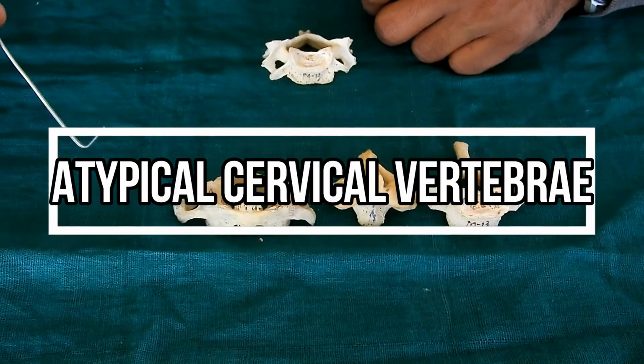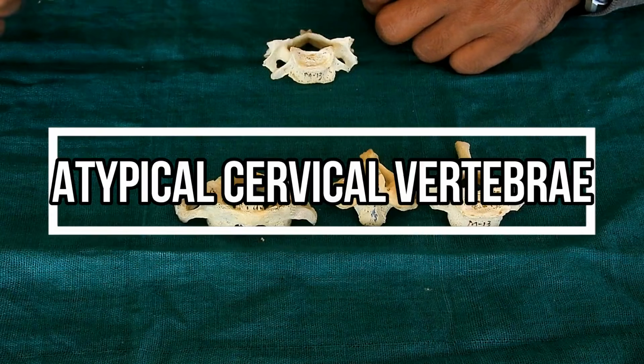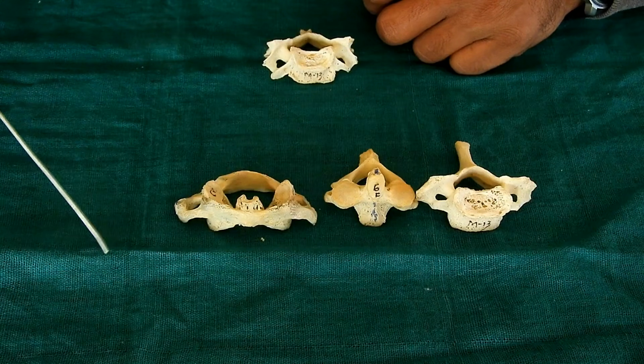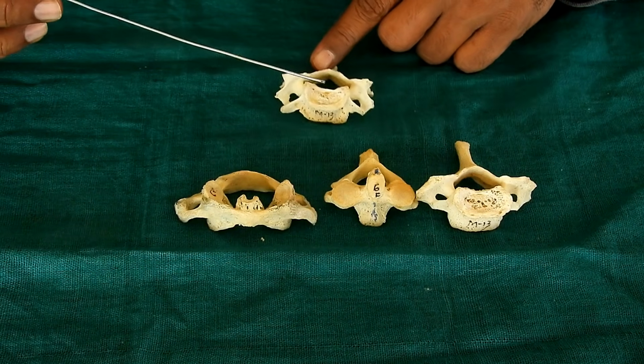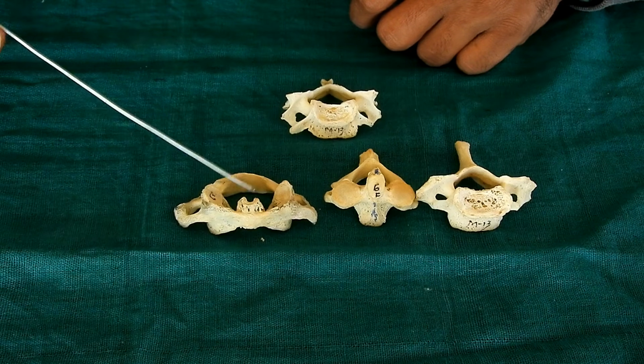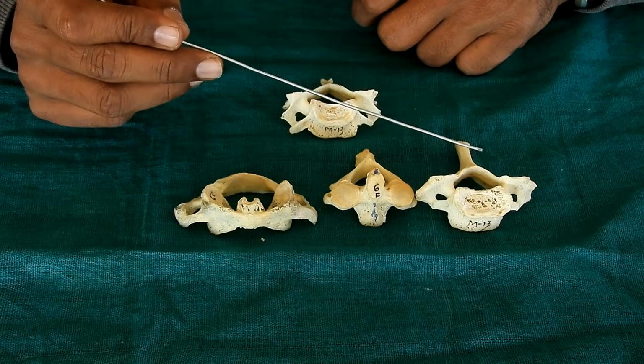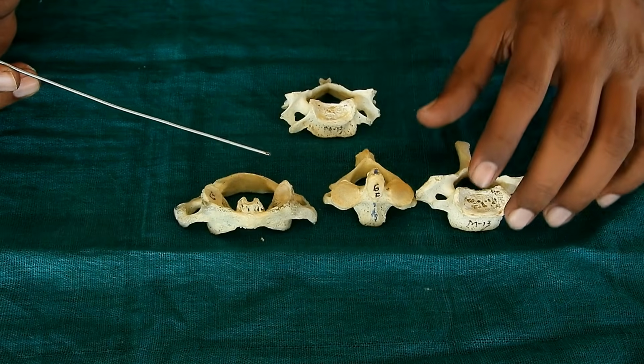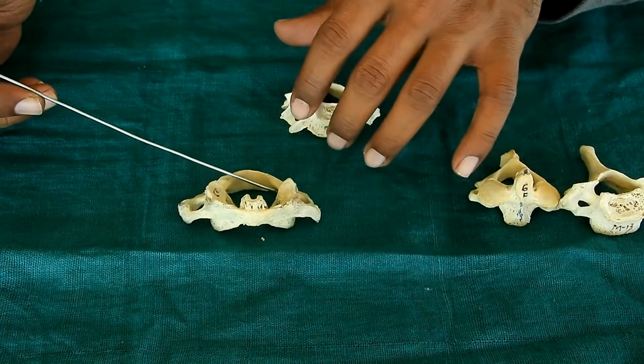Today we are going to discuss the atypical cervical vertebrae. Atypical cervical vertebrae are the vertebrae which differ from the typical cervical vertebrae, and they are C1, C2 and C7. First we will discuss the C1 cervical vertebra.